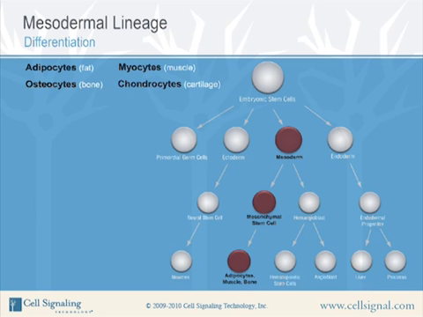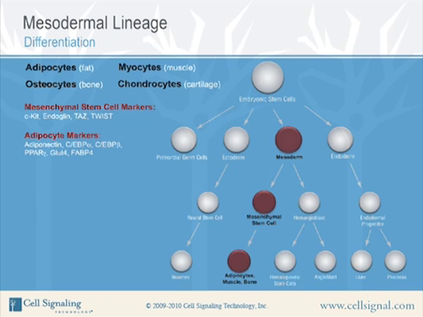A number of markers are used to identify cells descending from the mesenchyme. Mesenchymal stem cells can be identified with antibodies directed against c-KIT, endoglin, TAZ, or twist. Adipocyte markers include adiponectin, CEBP-alpha, CEBP-beta, PPAR-gamma, GLUT4, and FABP4. Myocytes can be identified with antibodies directed against desmin, myosin light chain, and troponin.